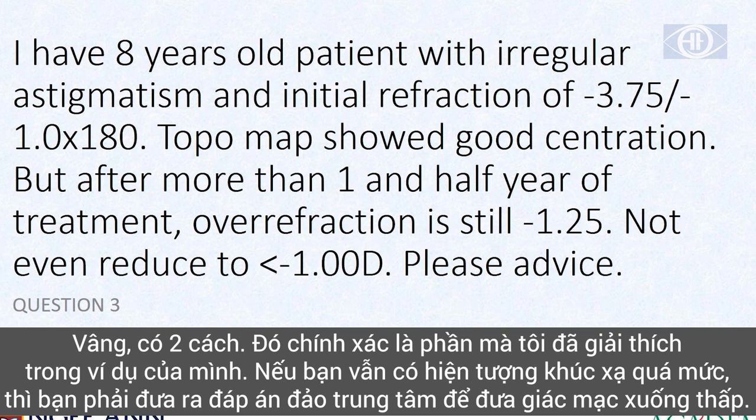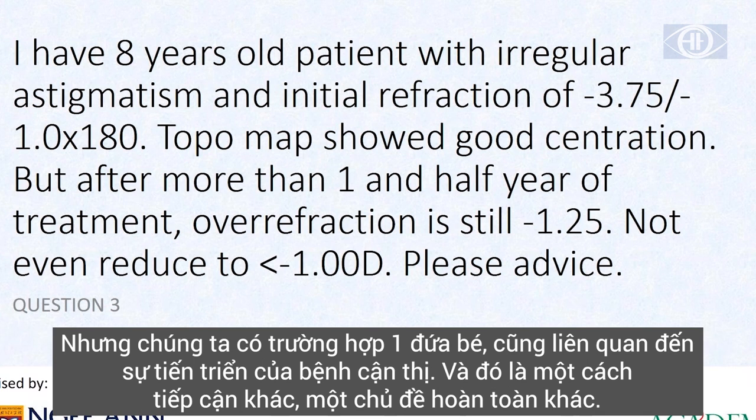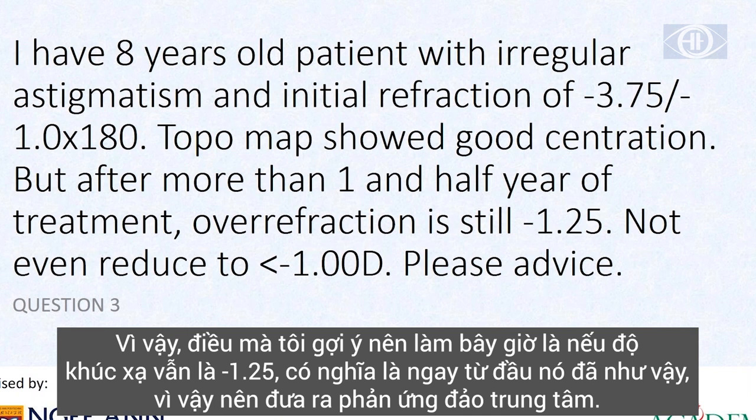It could be that it is exactly the part I explained in my example. If you still have your over-refraction, yeah, so you have to give a central island response to get lower to the cornea, that could be the case. But you have a young child, so a kind of myopia progression is also involved, and that is a different approach. That's a totally different topic to discuss than what we do right now. So what I suggest to do, if it is still -1.25, I assume that the power was there from the beginning.